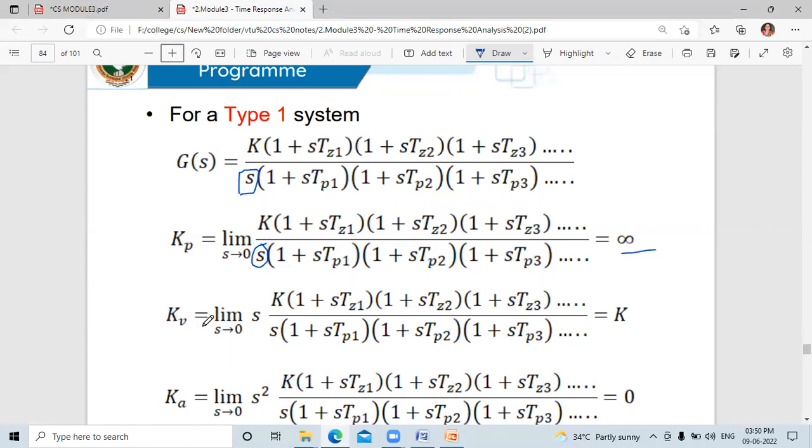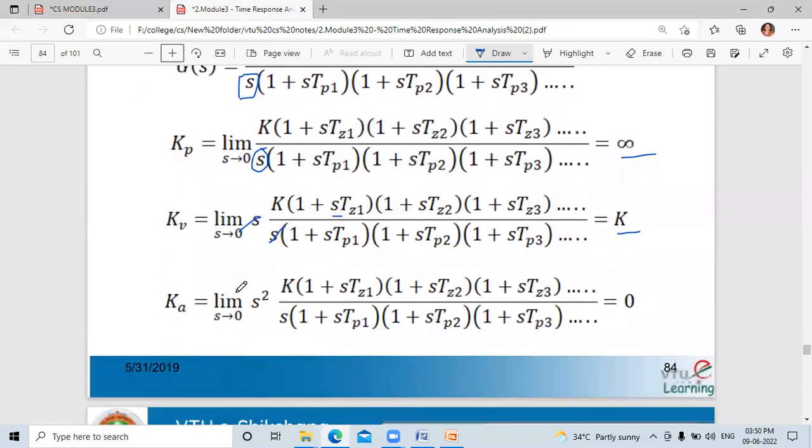Next, Kv equals limit s tends to 0, s into g of s. So here both s will be cancelled. So when you substitute the value 0 instead of s, you'll get the value K. Next, Ka equals limit s tends to 0, s to the power of 2 is there, here s is there. So one s will be cancelled. 0 into something, you'll get 0 only. So the value is 0.